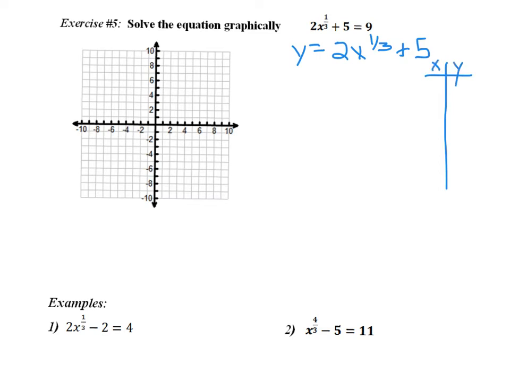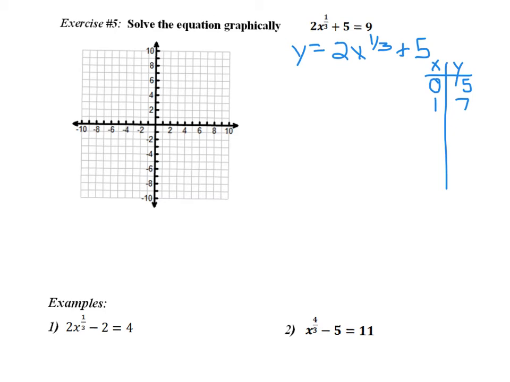Now I want to pick nice numbers for x that are going to give me coordinates that are easy to graph. So for example, if I pick 0 for x, 0 to the 1/3 power is 0. 2 times 0 plus 5 would give me an answer of 5. 1 is also a nice easy number, so let's use 1 for x. 1 to the 1/3 really just means I'm taking the cube root of 1. The cube root of 1 is 1. 2 times 1 is 2 plus 5 is 7.